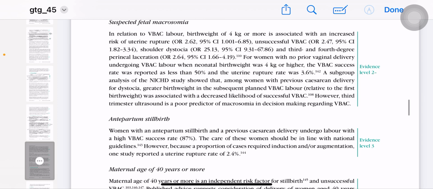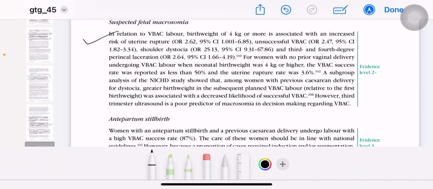Suspected fetal macrosomia, what will you do in this case? A birth weight of 4 kg or more is associated with increased risk of uterine rupture, unsuccessful VBAC, shoulder dystocia, and third and fourth degree perineal tears. For women with no previous vaginal delivery who undergo VBAC labor when neonatal birth weight was 4 kg or higher, the VBAC success rate was less than 50% and uterine rupture was 3.6%.